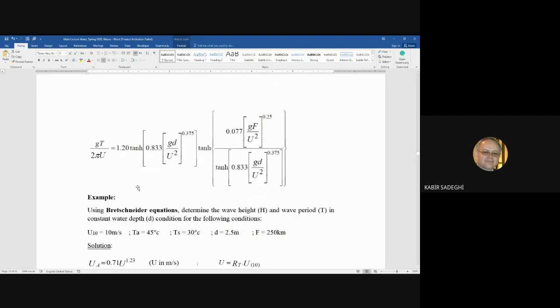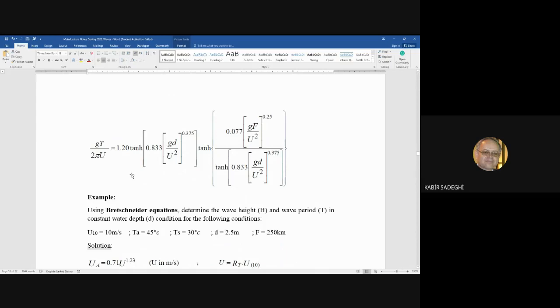The next equation that we see is for calculation of T when we apply the SMB equations or formulas. Again, the inputs, in addition to F and U, fetch length and wind velocity, we should also apply the value of D, which is water depth.